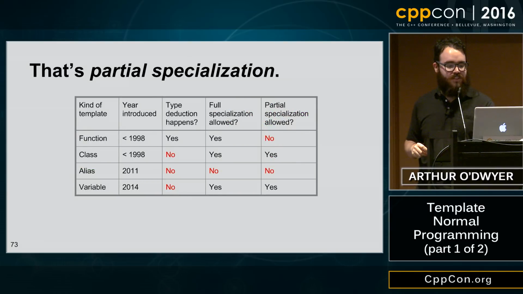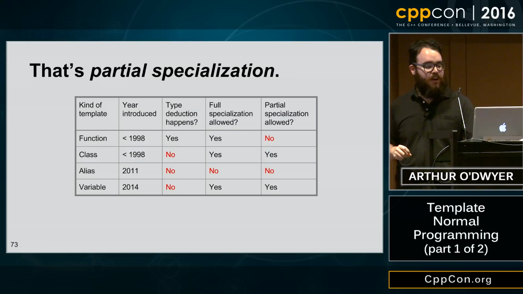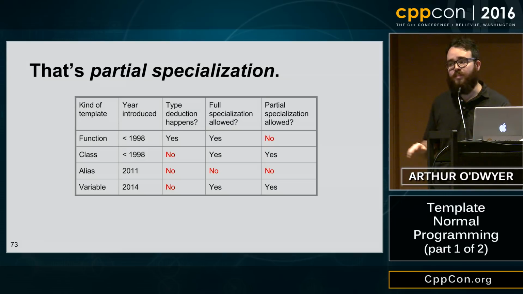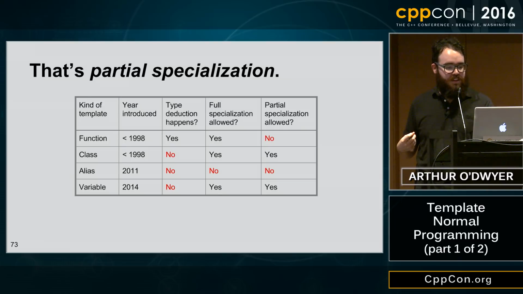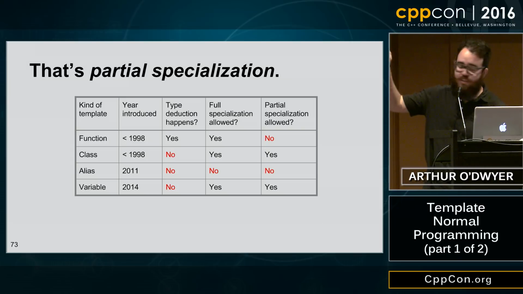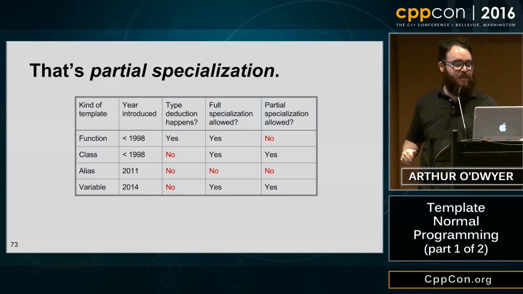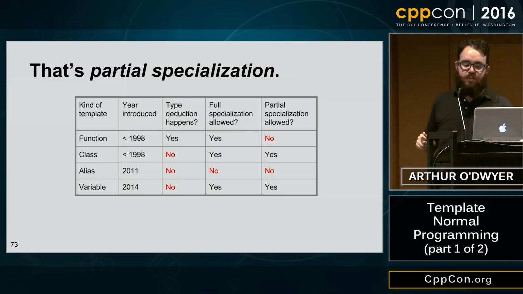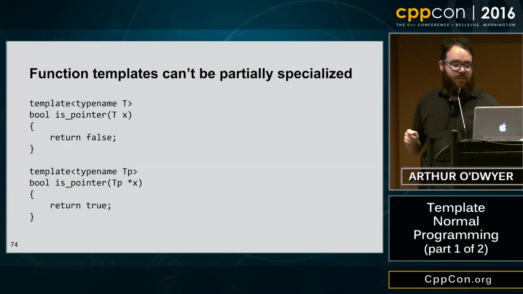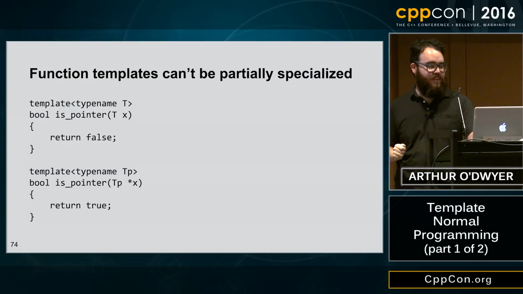That's partial specialization. Partial specialization is allowed for class templates and variable templates because variable templates are pretty much just syntactic sugar for static data members of class templates. It is not allowed for alias templates because alias templates do not allow specialization at all. It's just no, no, no, no, no across the board there. They're very simple, just like typedefs. But partial specialization is also not allowed for functions. Function templates cannot be partially specialized.